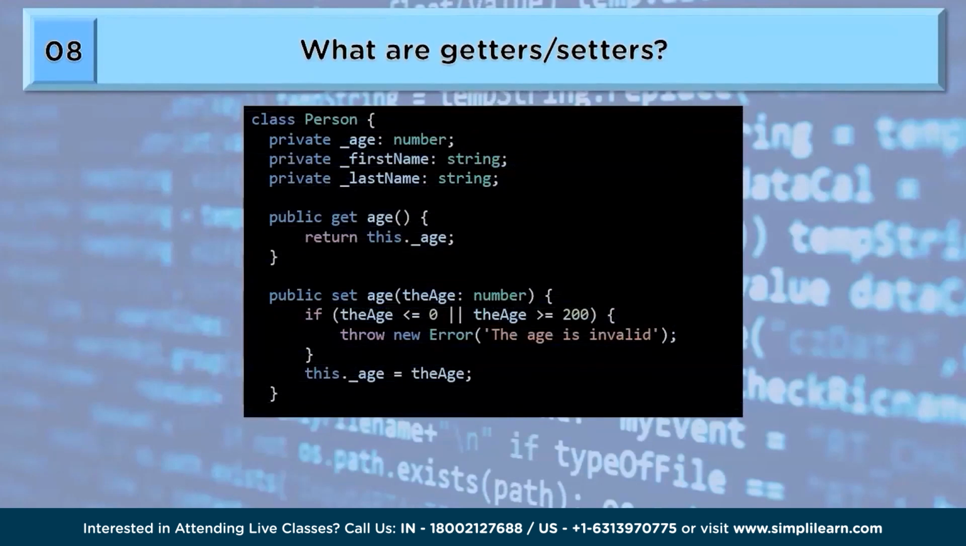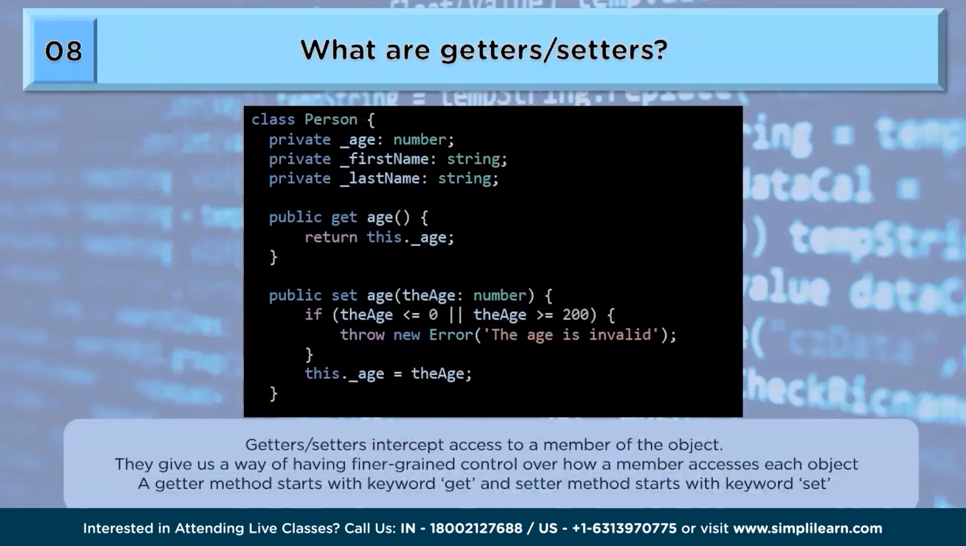What are getters and setters? Getters and setters intercept access to a member of the object. They give us a way of having finer-grained control over how a member accesses each object. A getter method starts with the keyword get, and the setter method starts with the keyword set.